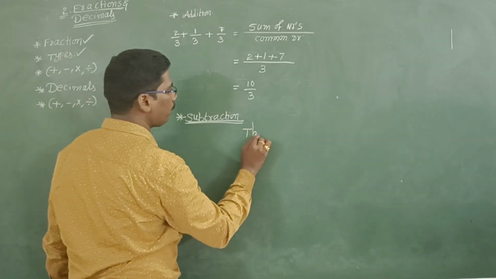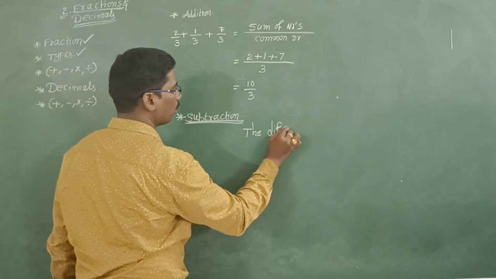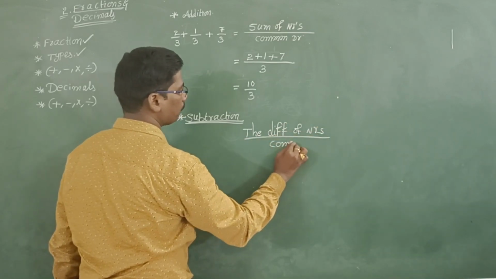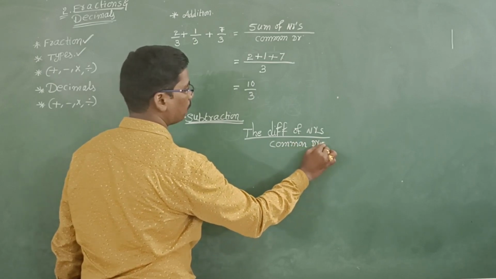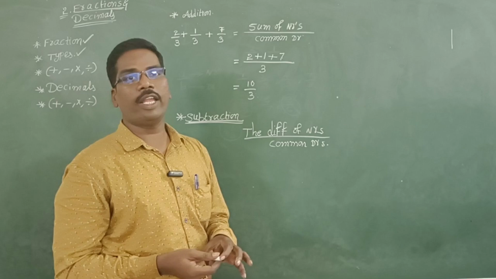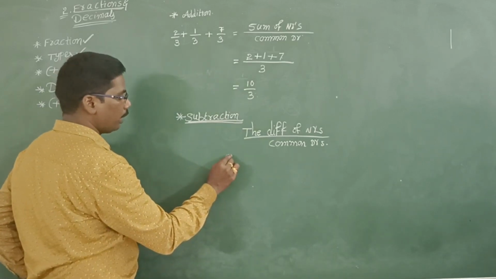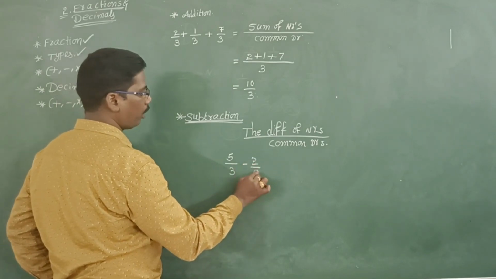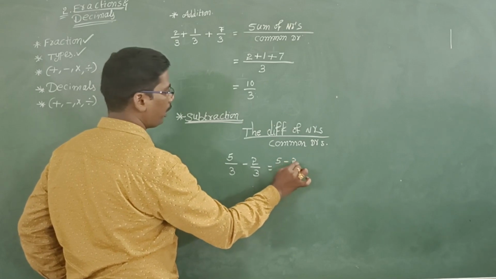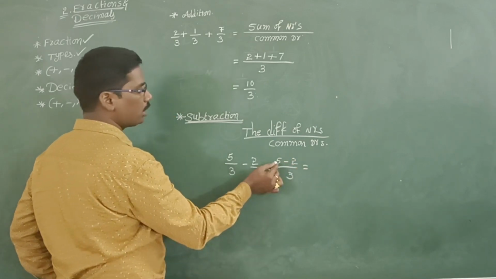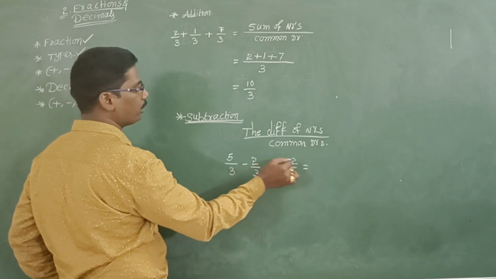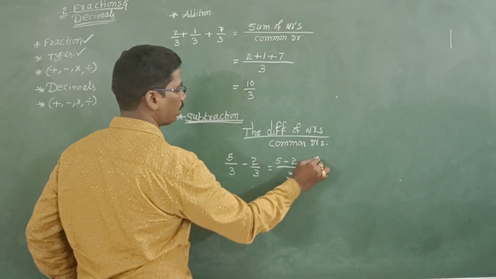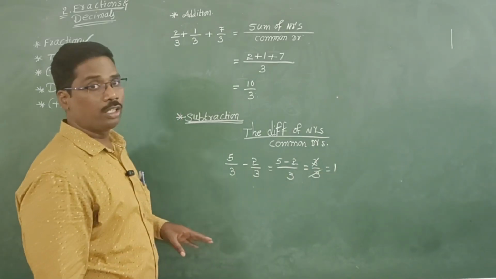The difference of the numerators by the common denominator. Now see here, 5 by 3 minus 2 by 3 I want to do. What do I have to do? 5 minus 2 by 3. Because it is the difference of the numerators 5 and 2, the difference is 5 minus 2. The common denominator is 3. 5 minus 2 is 3, so 3 by 3. 3 ones are 3, so 1.